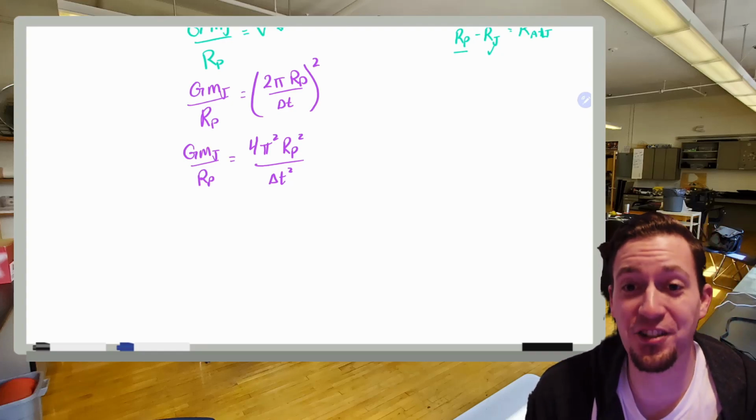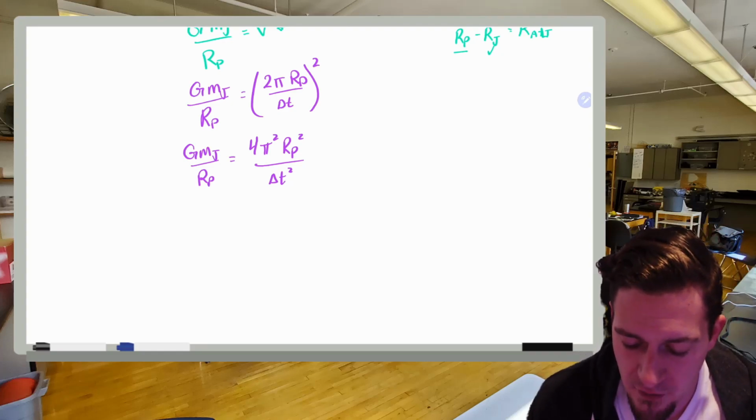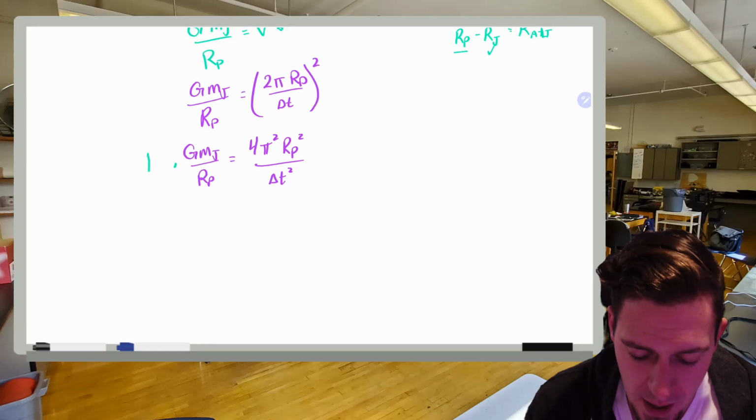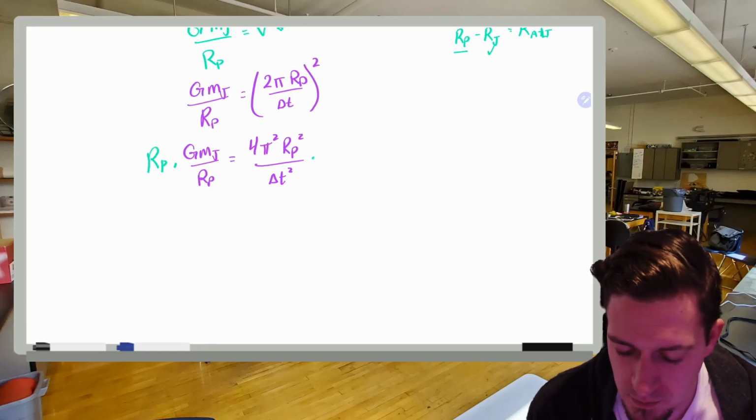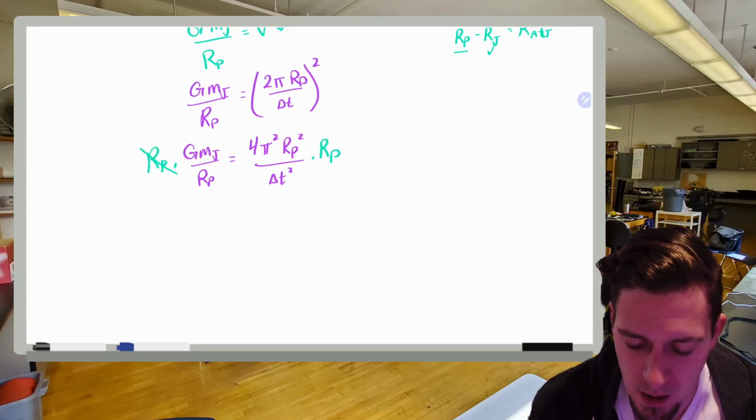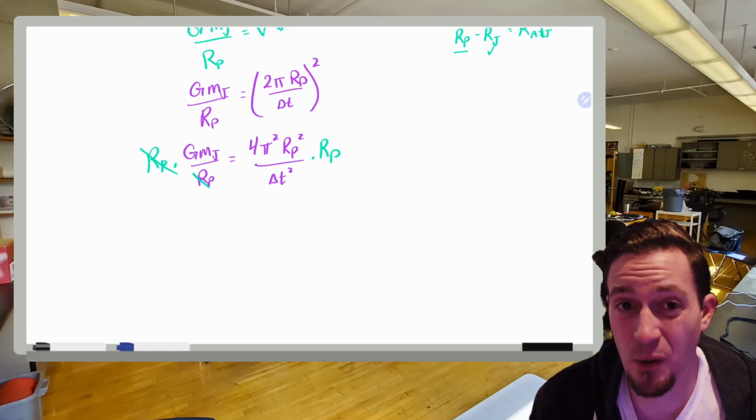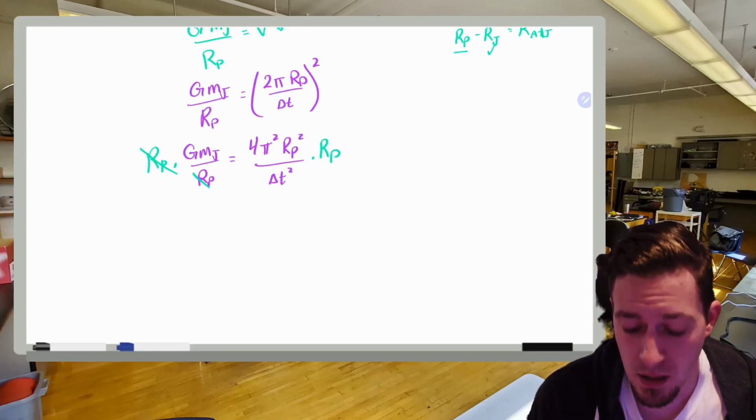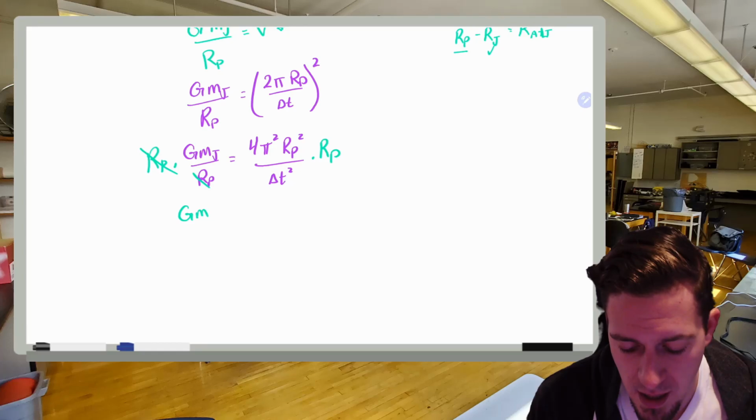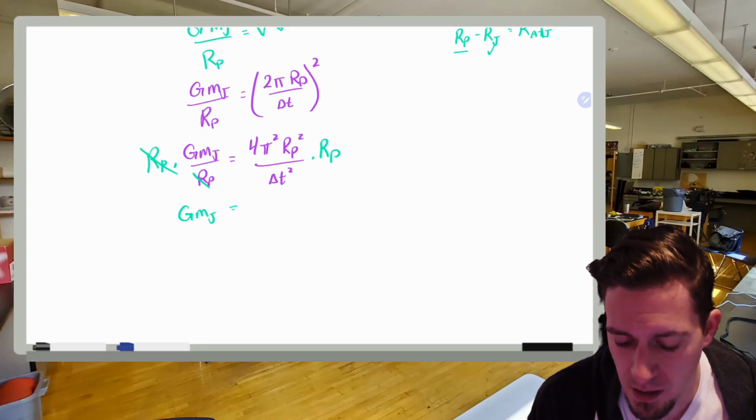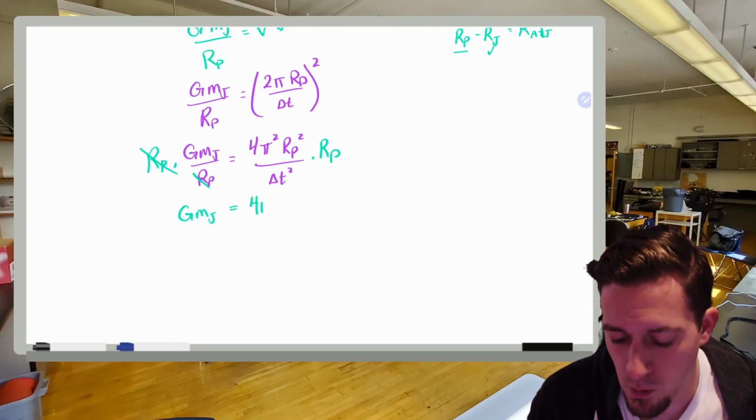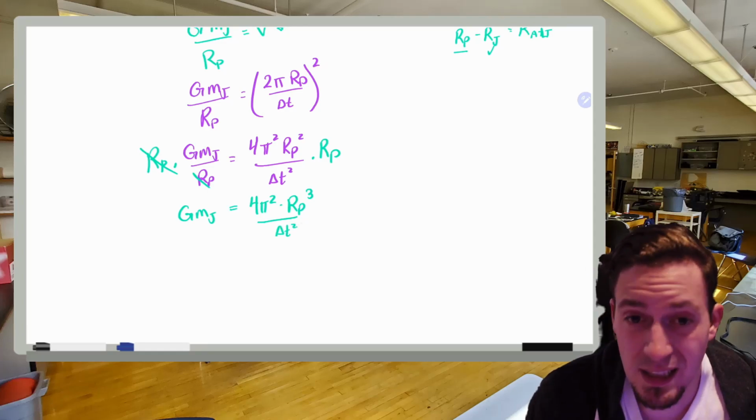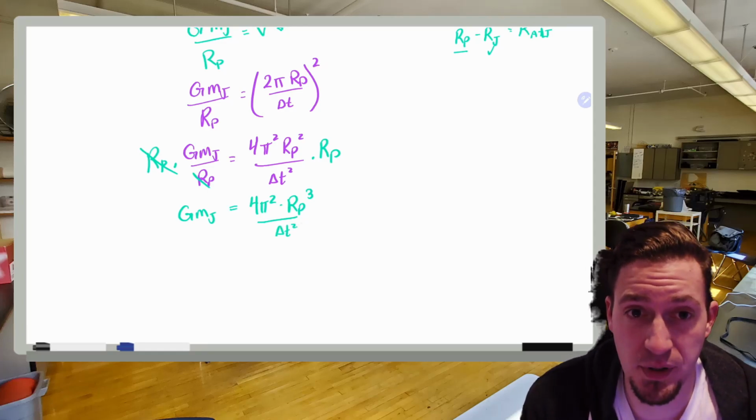No, you actually can't cancel. If I were to multiply both sides by RP, I have RP squared times RP on this side. So this is actually big G MJ is equal to 4 pi squared times RP cubed over delta T squared. Yikes. A little algebra here.